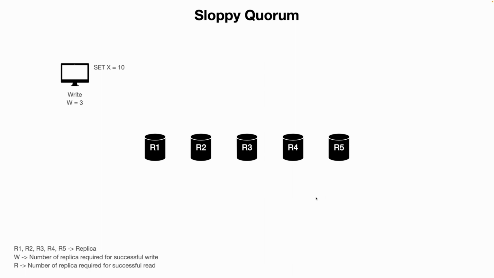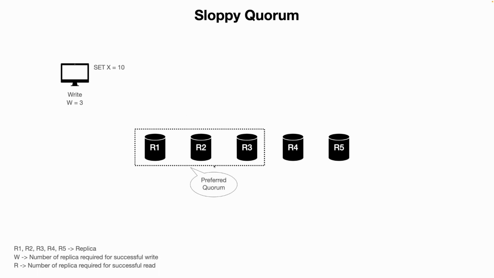Another concept of the quorum is the sloppy quorum. So what is the sloppy quorum? Let's discuss with this example. This is the client and the client configuration is w is equal to 3. The client wants to update the value of x equal to 10. So this is the preferred quorum.